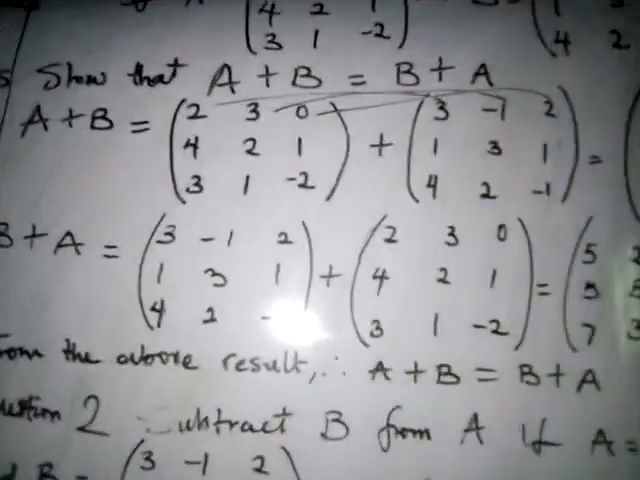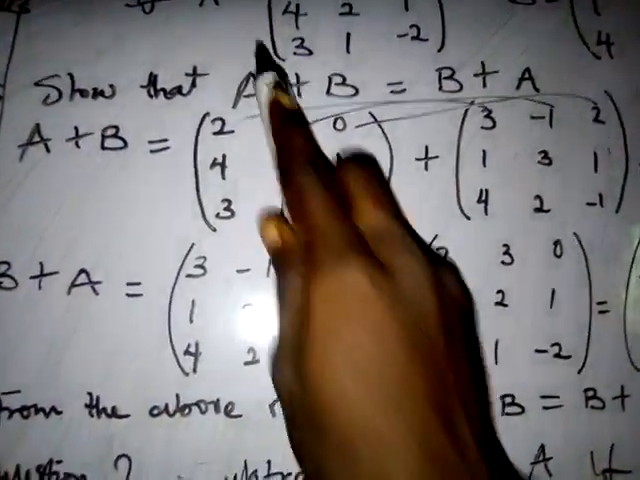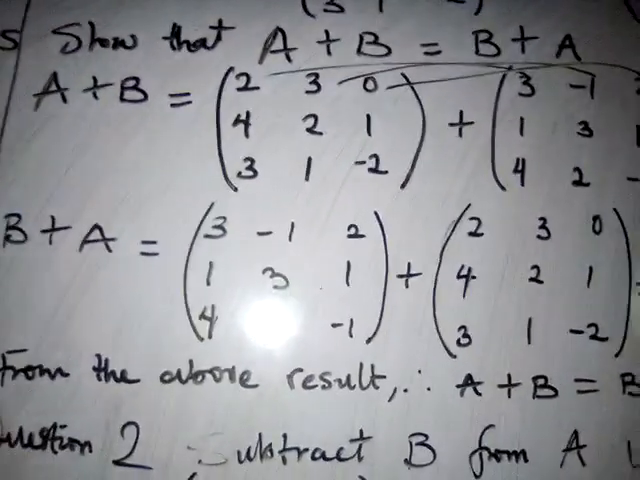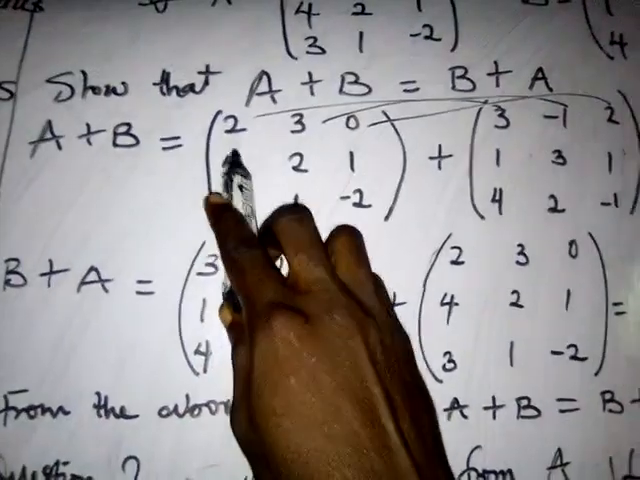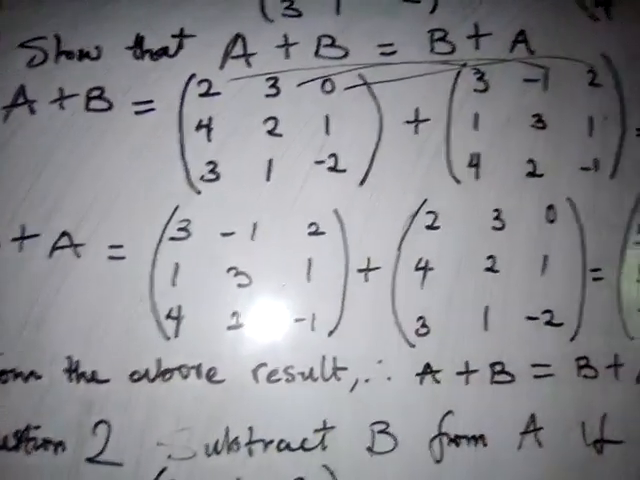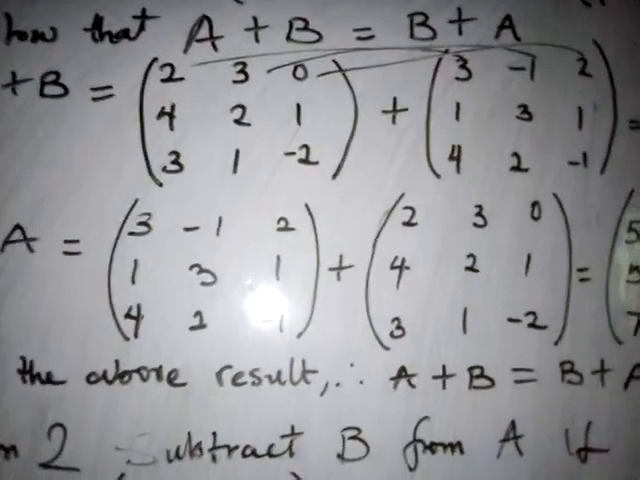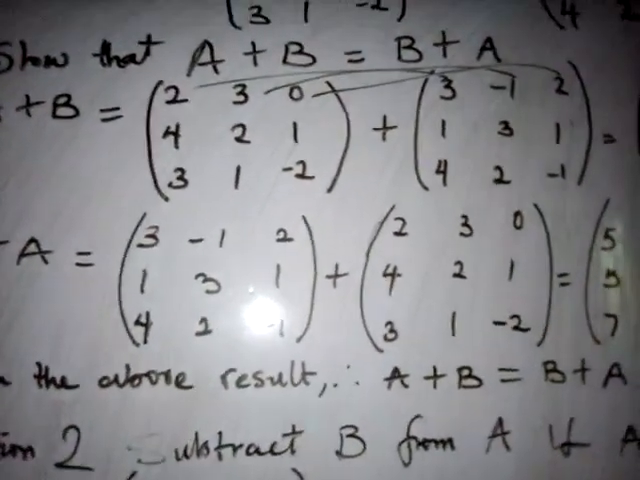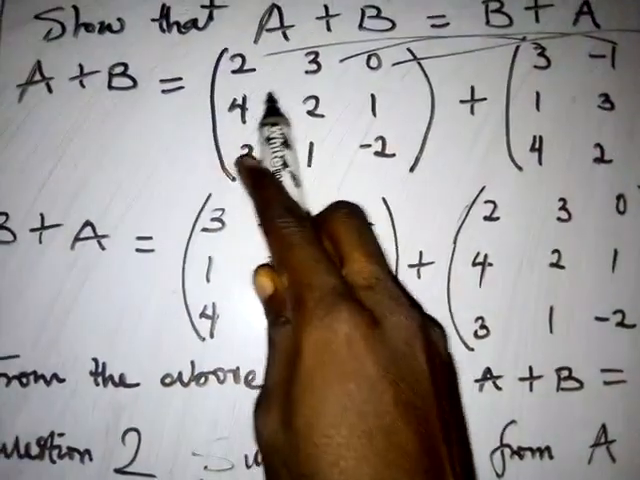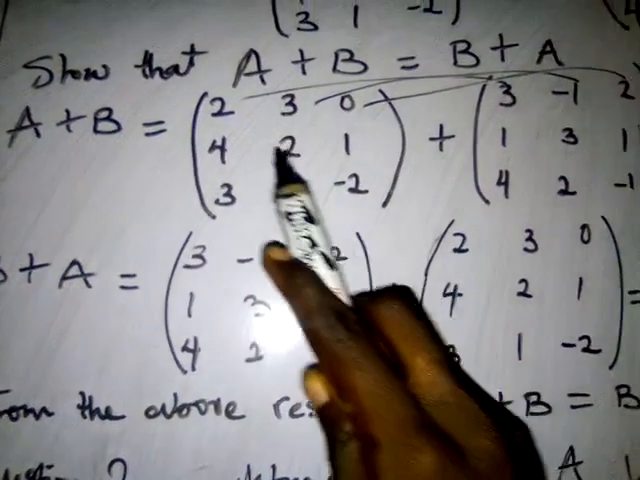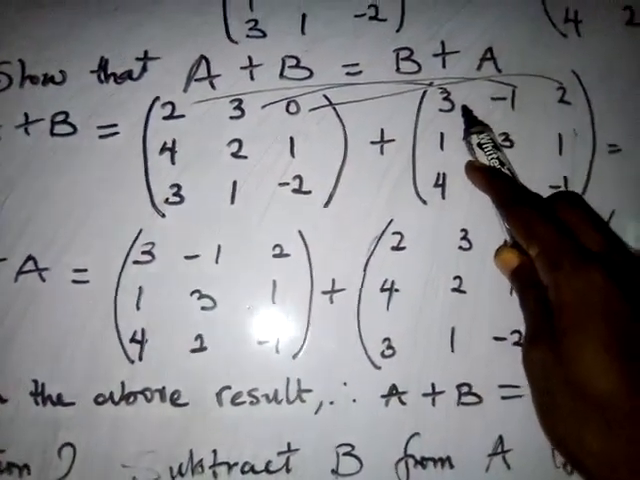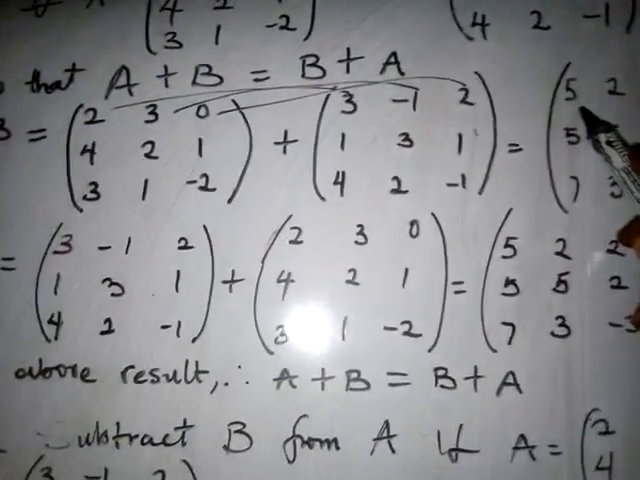So the question says that we should show that A plus B is equal to B plus A. What do we need to do? The elements, each with respect to their row. Don't forget that you can only add or subtract matrices that have the same order, the same row, the same column. Do you understand now? So we have 2 plus 3. Will give us what? 5. That's why we have 5.